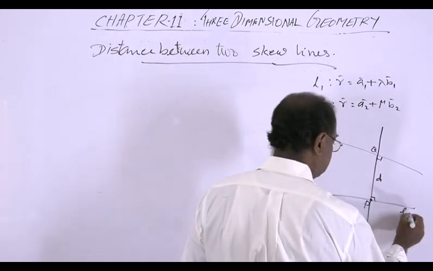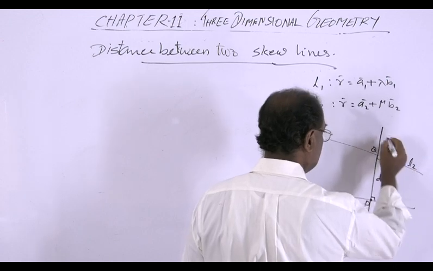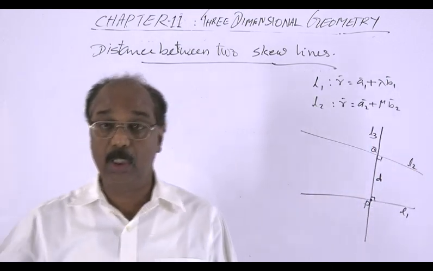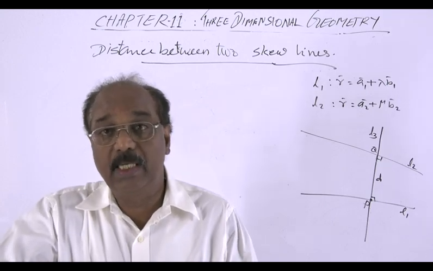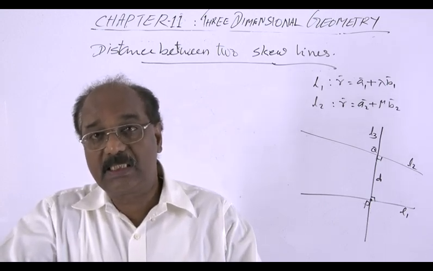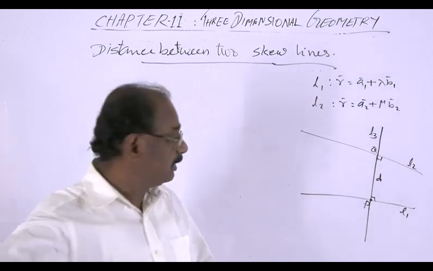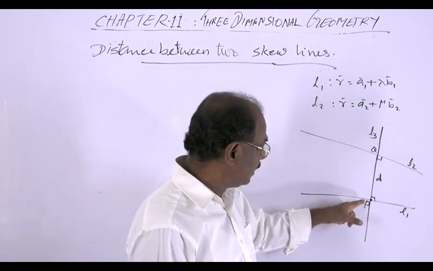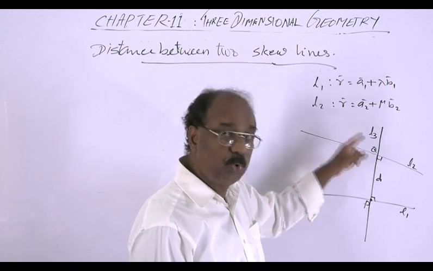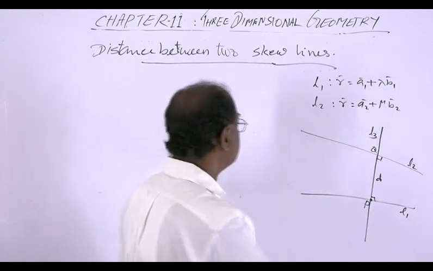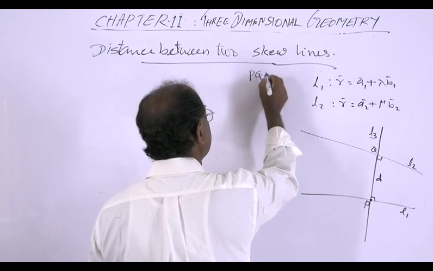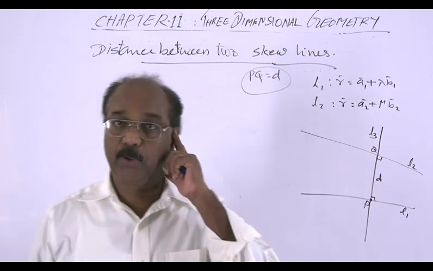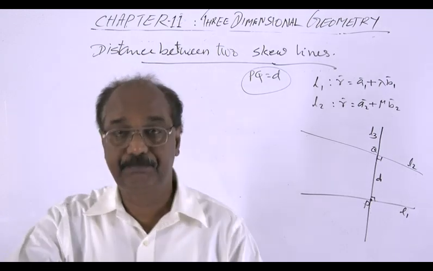The first line is L1, and this is second L2, and suppose this line is L3. The line L3 is perpendicular to both L1 and L2, and therefore the shortest distance is given by the intersection of this L3 with these two lines L1 and L2. Suppose L3 intersects at the points P and Q, then this distance PQ is equal to d. So we want to find this PQ, which is d.